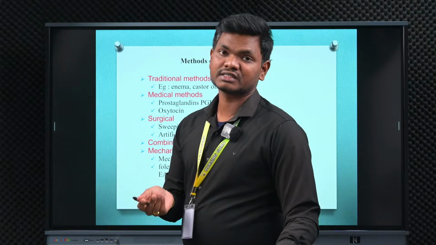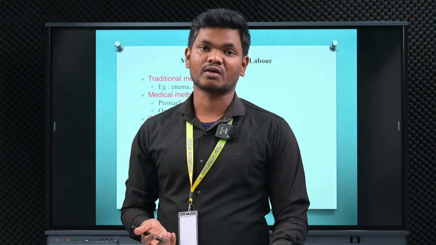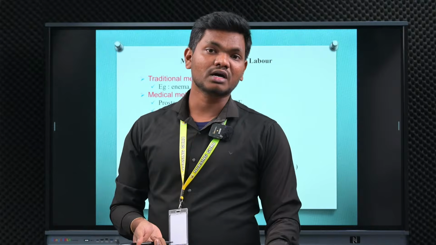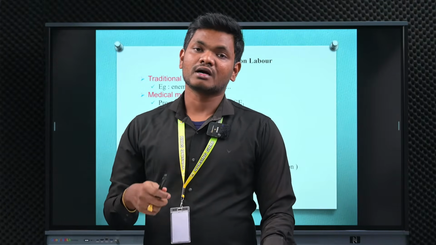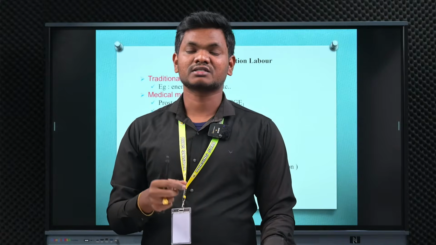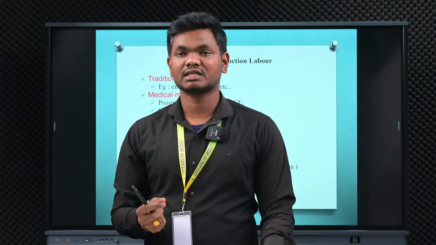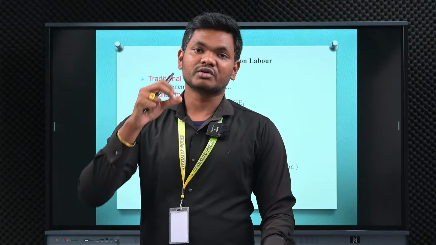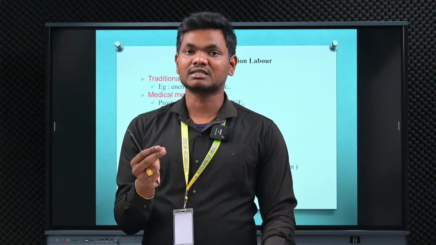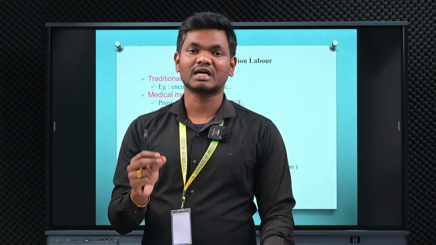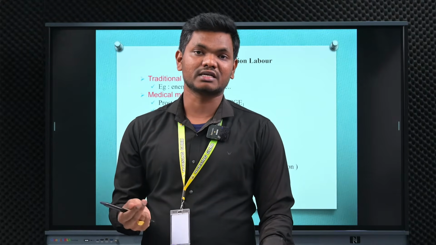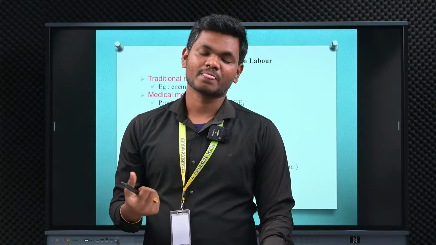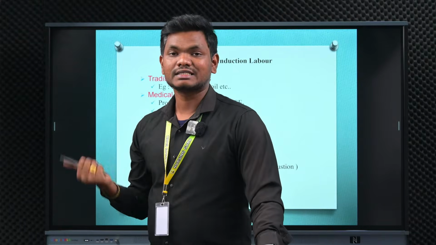What is artificial rupture of membranes? Amniotomy. Using an amniotome or artery forceps, we can make a rupture in the amniotic sac. When we rupture the amniotic sac, what will happen? The amniotic fluid leaks, and that will stimulate the endometrium, that is the decidual layers, to produce oxytocin naturally. So that is a surgical method.